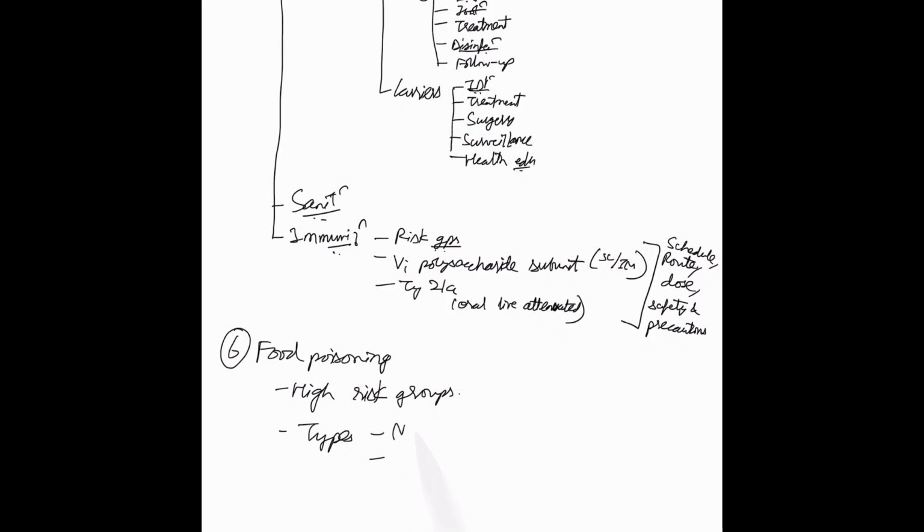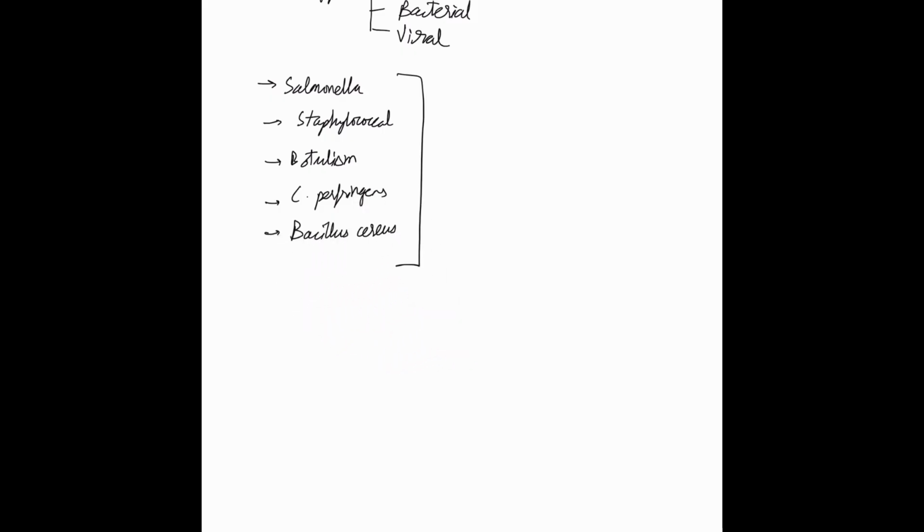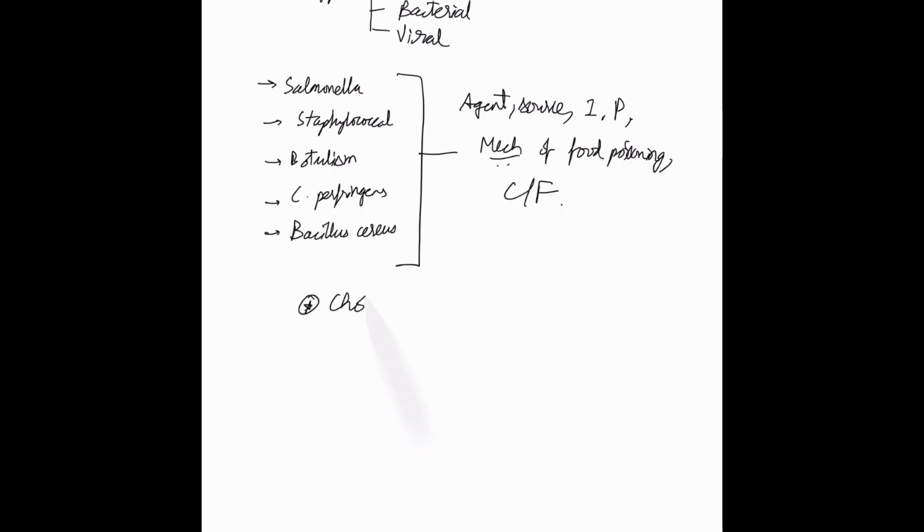Next, food poisoning. We should know what is food poisoning, who are the high risk groups predisposed to food poisoning, and the types. Can be non bacterial or bacterial or viral. Most common agents are Salmonella typhi, Staphylococci, botulism, Clostridium perfringens, and Bacillus cereus. So, each of them are described in detail using these following headings: agent, source, incubation period, mechanism of food poisoning, and clinical features.